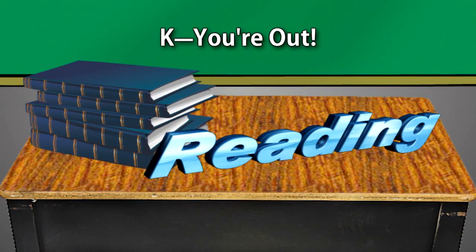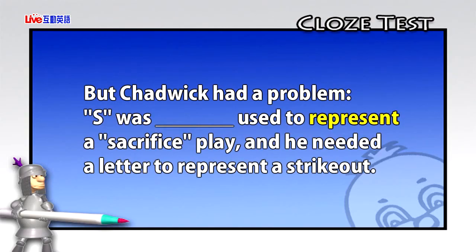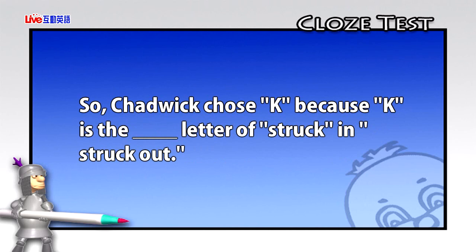K, you're out. But Chadwick had a problem. S was already used to represent a sacrifice play, and he needed a letter to represent a strikeout. So Chadwick chose K, because K is the last letter of struck in struck out.